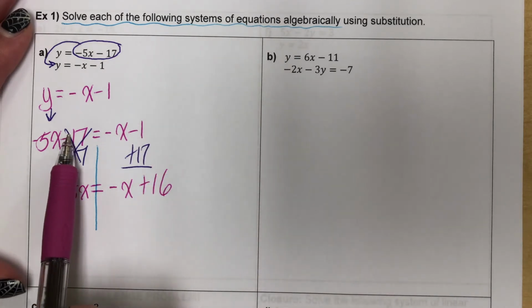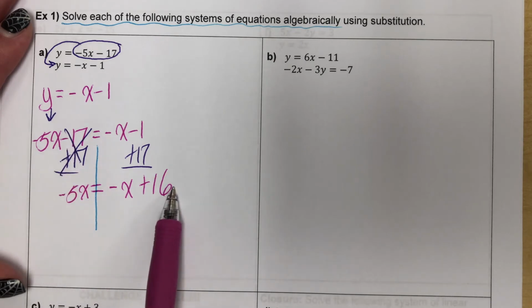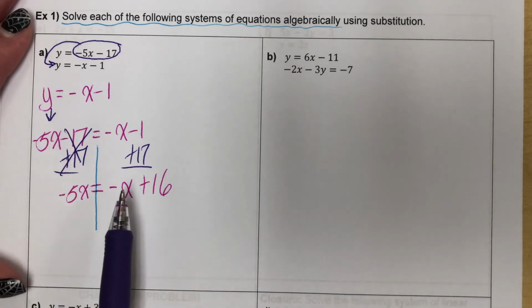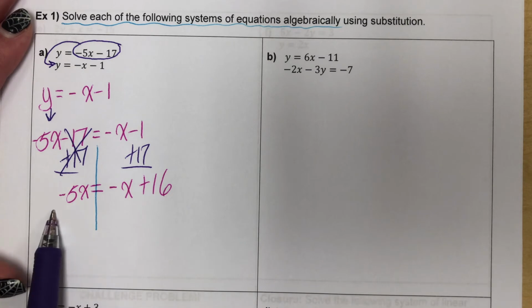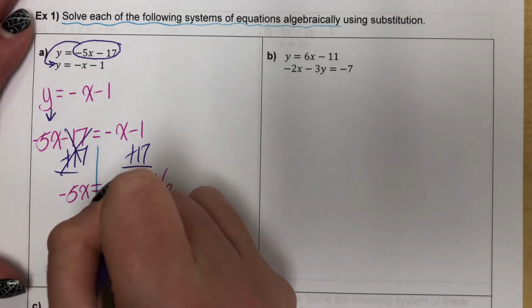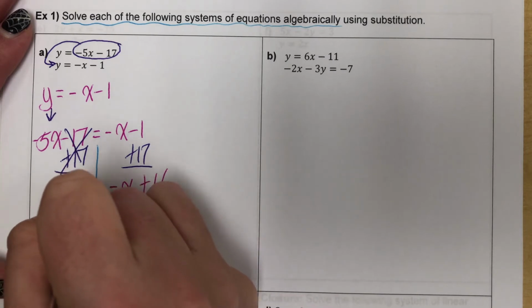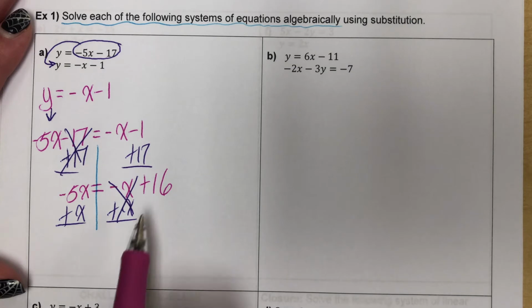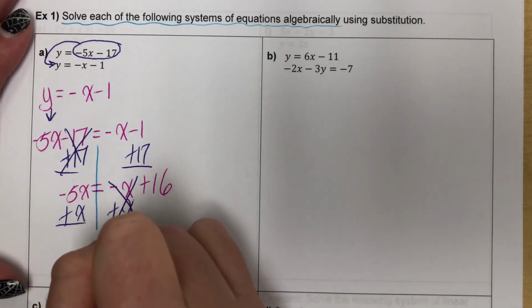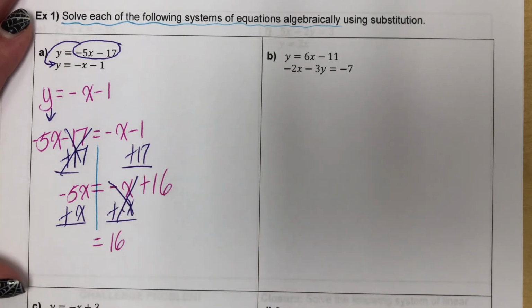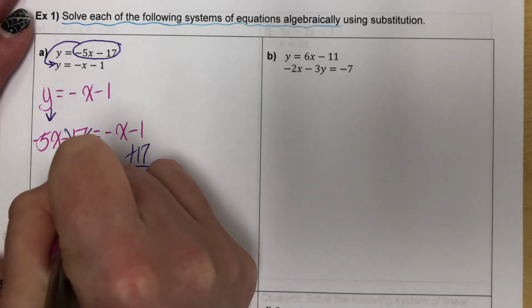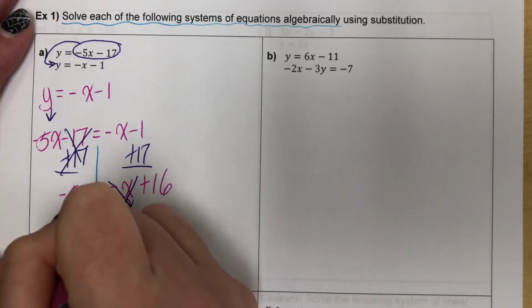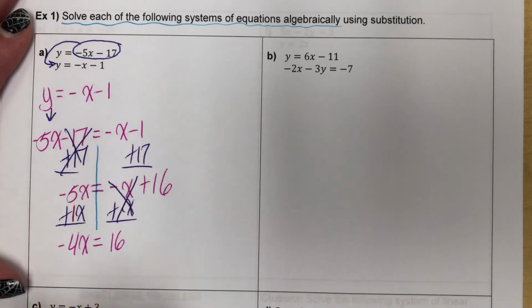Now that I have all of my numbers on the right-hand side, I want to move all of my variables to the left-hand side. So the inverse of a negative is a positive. I'm just doing the opposite here. I'm going to add x to both sides. That cancels. Now I'm going to bring down my 16. That's going to equal -5x plus a +1x, which gets me a -4x.